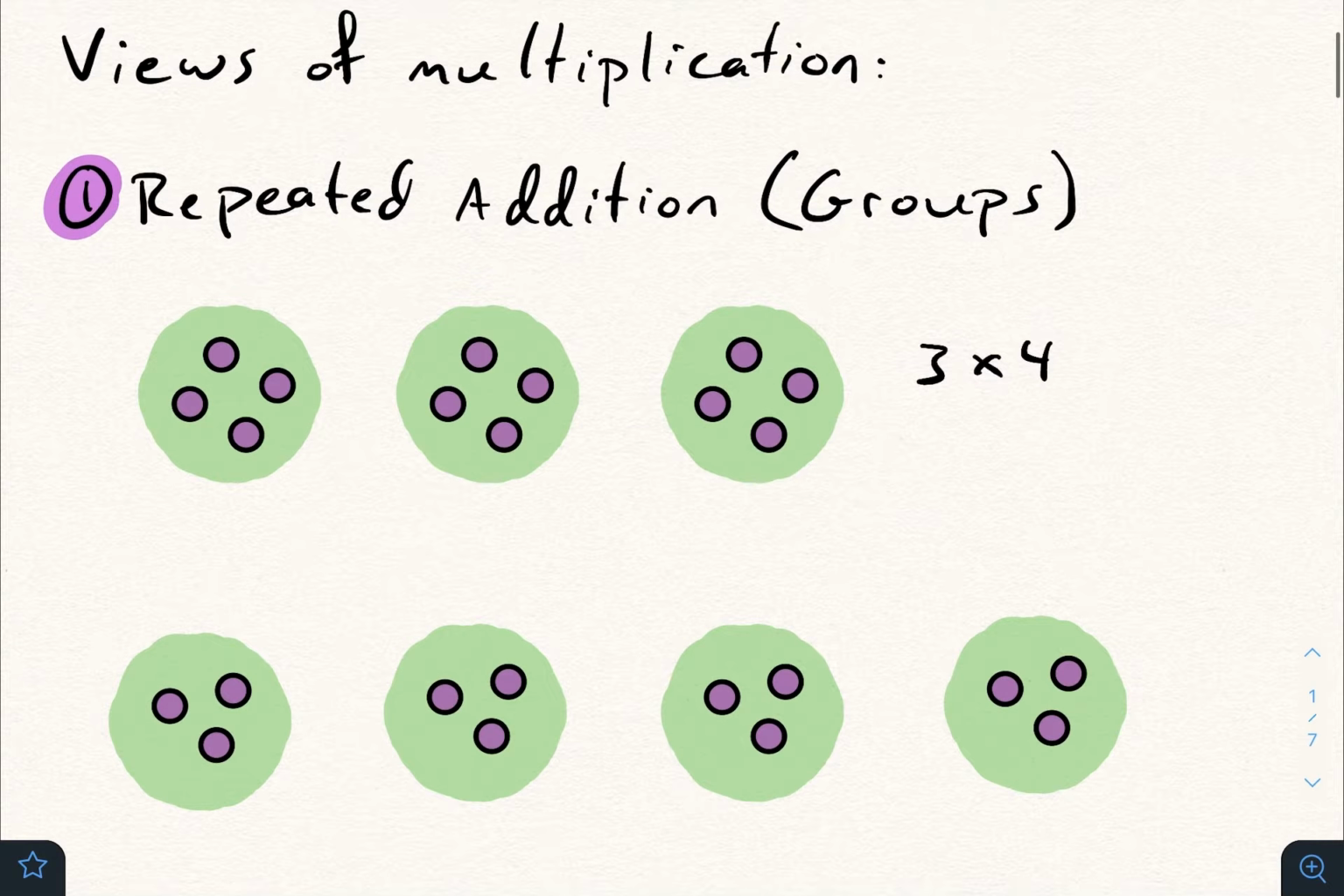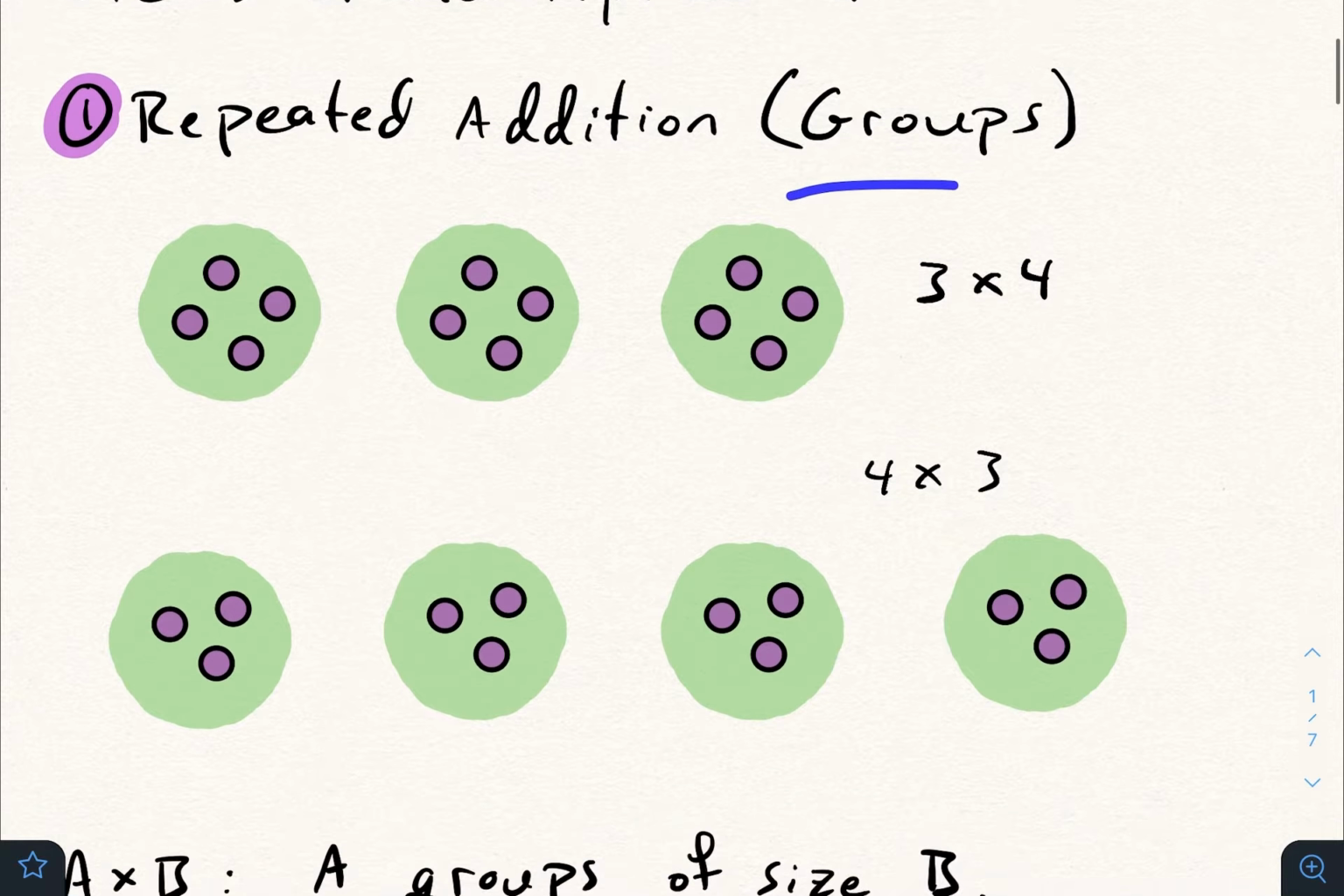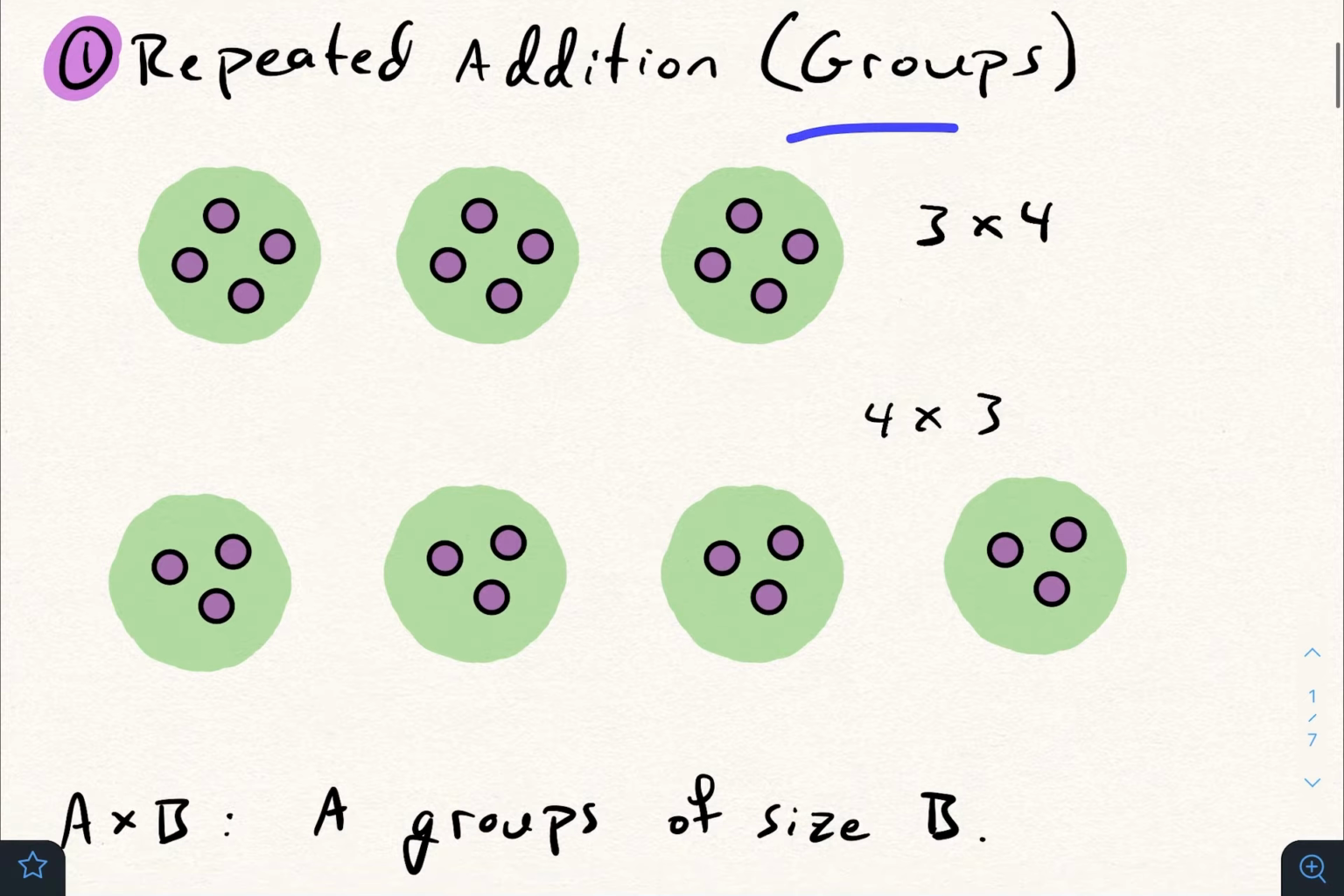You could represent the same number of dots using 4 groups of 3 instead. So here we have 4 groups of size 3. So I think of this as A times B is representing A groups of size B.